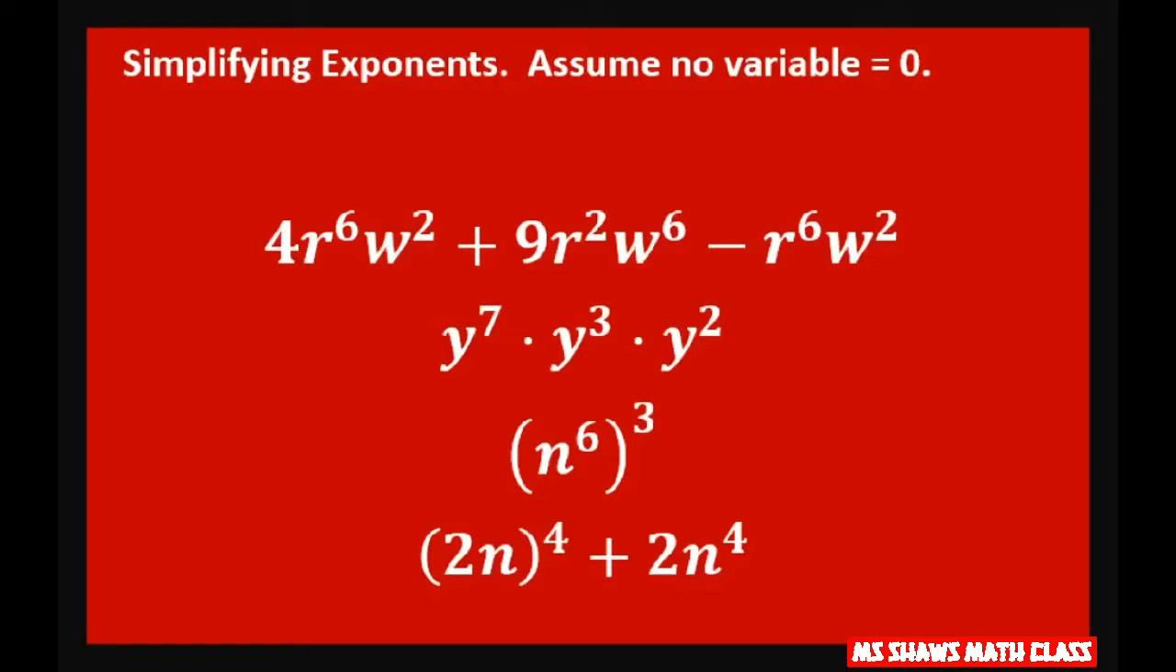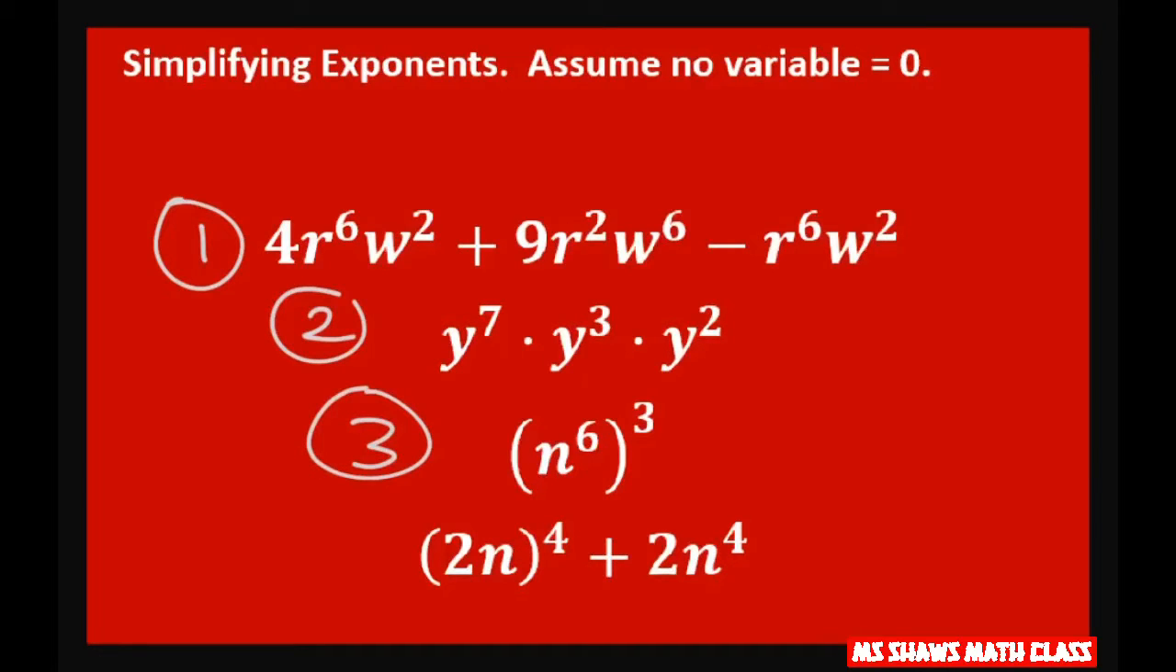Hi everyone, we're going to simplify exponents and assume no variable equals 0. And how many problems do we have? 1, 2, 3, 4. We're going to use the properties or laws of exponents.